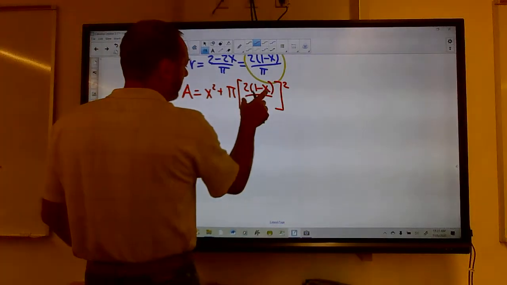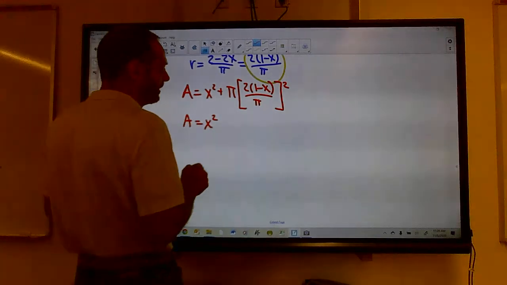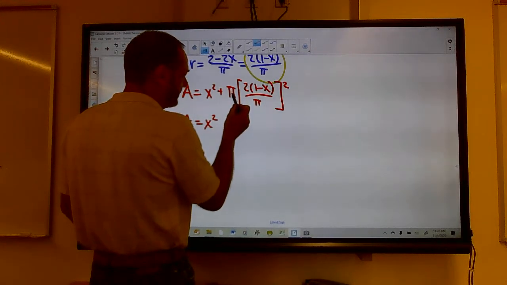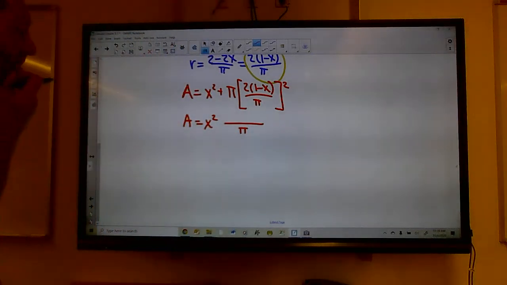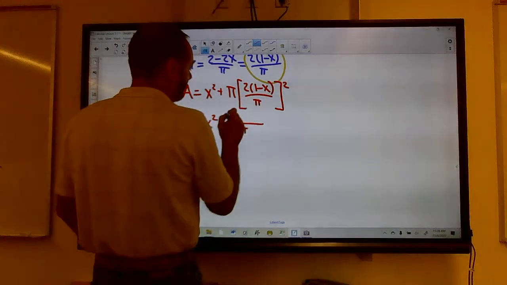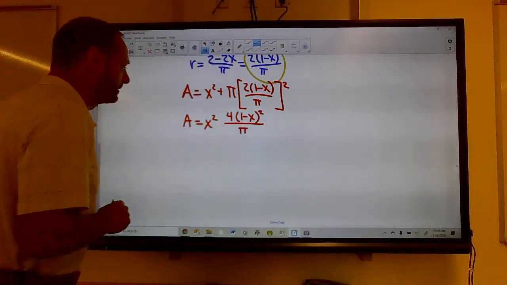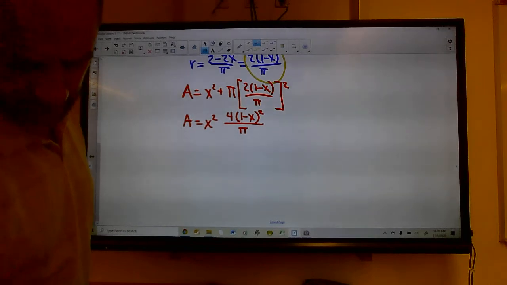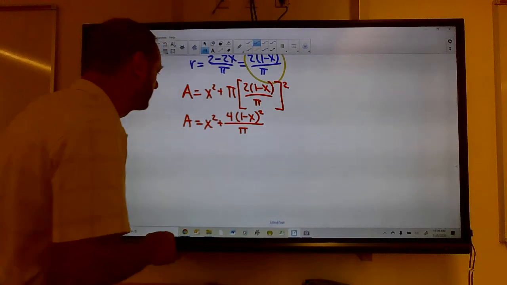So I'm going to go ahead and square this and kind of clean up this side here. Nothing's going to affect the x squared. Now this is going to be pi squared on the bottom times a pi on the top, so that's just going to be a pi. I square the top, it's going to be 4 times 1 minus x squared like that. Whoops, there's a plus right here. That's what the problem is.